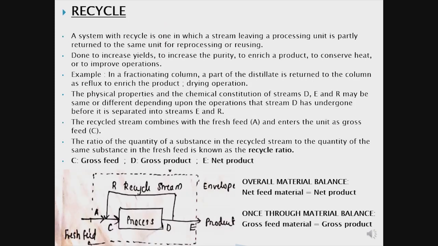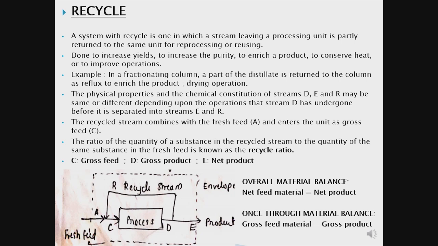Okay, the next one is recycle. We all know what a recycle is, and that is what it is doing here. A system with recycle is one in which a stream leaving a processing unit is partly returned to the same unit for reprocessing or reusing. So that's what recycling is, reusing or reprocessing. We can see the figure. It is done to increase yields, to increase the purity, to enrich a product, and to conserve heat or to improve operations. So let's take an example.